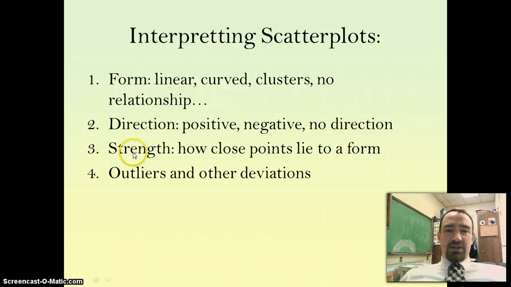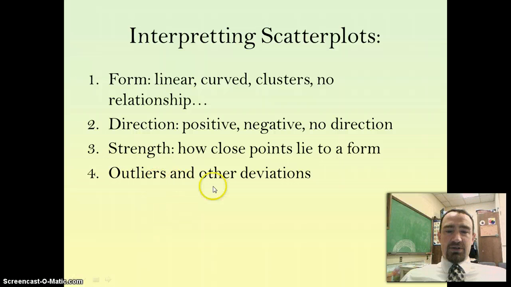We can also take a look at strength, and the strength is simply how close the points lie to the form that you've decided it has. So if you think it looks like a linear form, how close do the points lie to that line? If you think it's a curved form, how close do they lie to the curve? If it's clusters, how tightly clustered are they? So the strength tells us how close they lie to the form that you've selected. So once again, it's important to have that form in mind first.